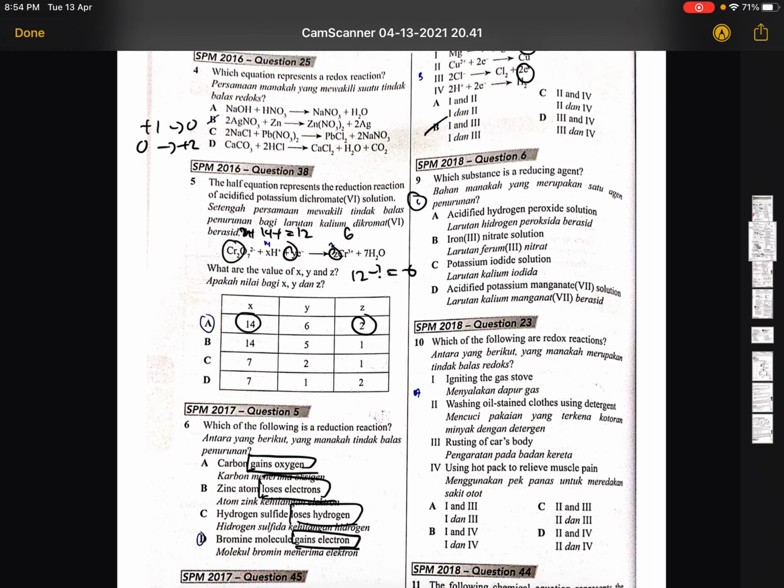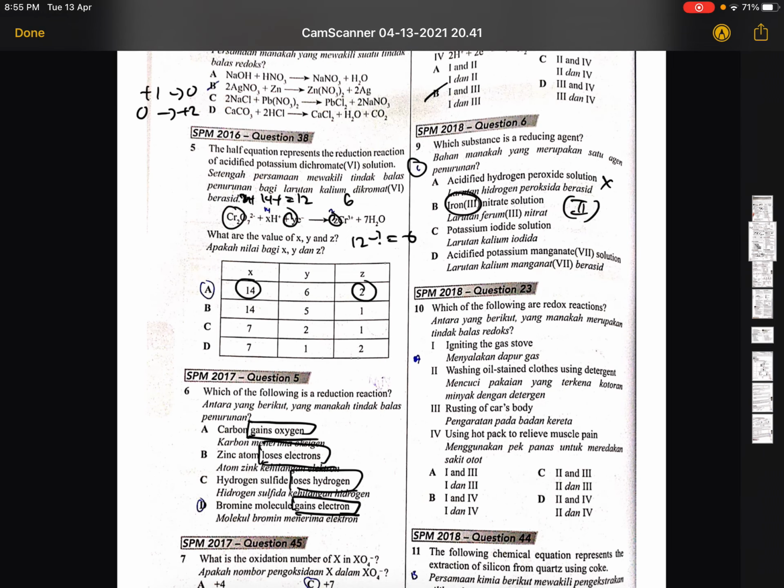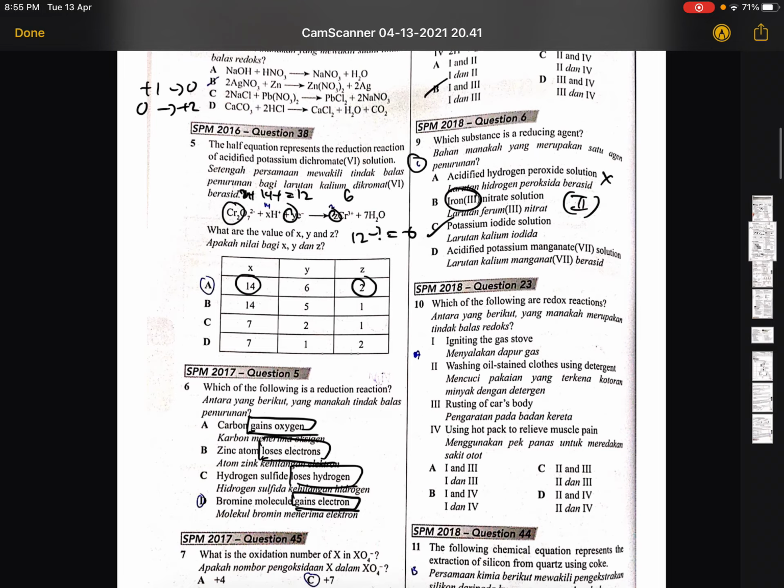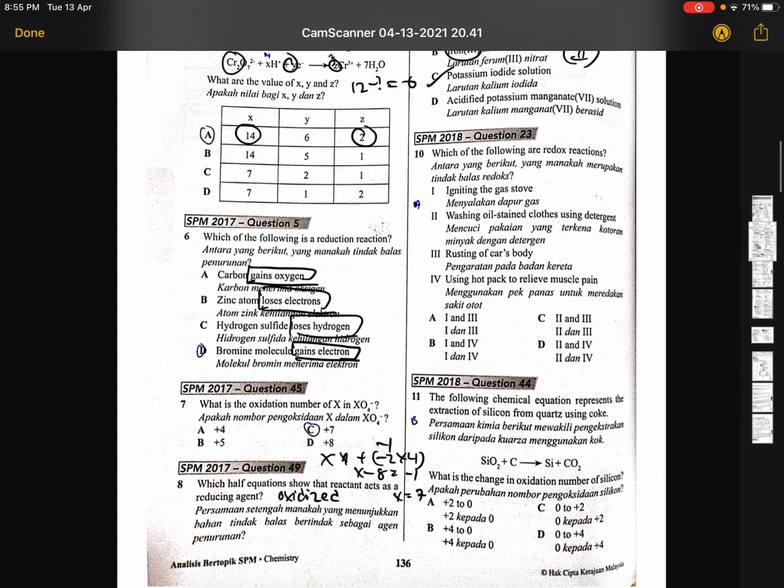Which substance is a reducing agent? Again, you have to remember what they are. Acidified H2O2 is oxidizing. Iron 3 nitrate: if you don't know, anything with iron 3 is an oxidizing agent, and anything with iron 2 is a reducing agent. For example, iron 2 sulfate, iron 2 chloride, iron 2 nitrate are reducing agents, but anything that's iron 3 is an oxidizing agent. So this is a reducing agent and this is an oxidizing agent. Potassium iodide is reducing, while acidified potassium manganate is one of the more obvious oxidizing agents.